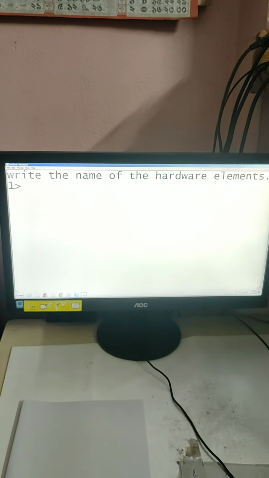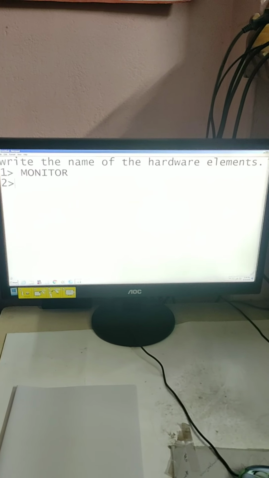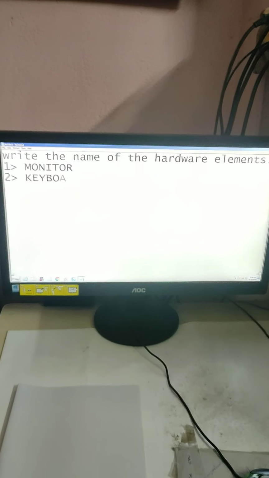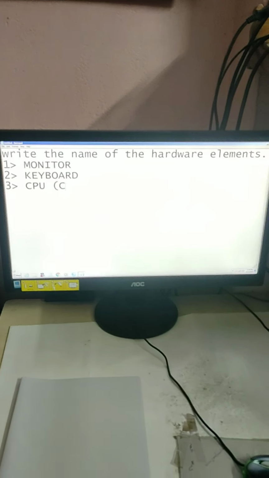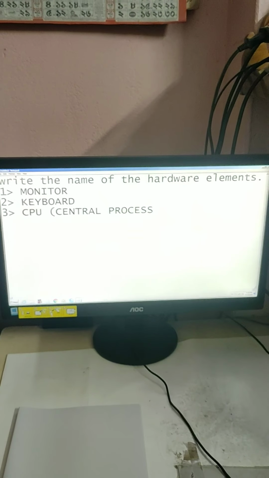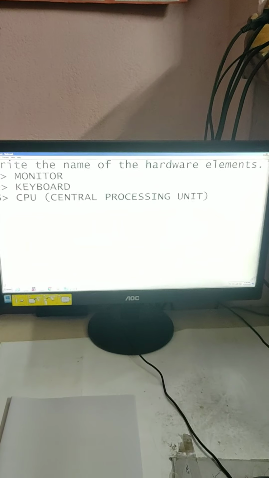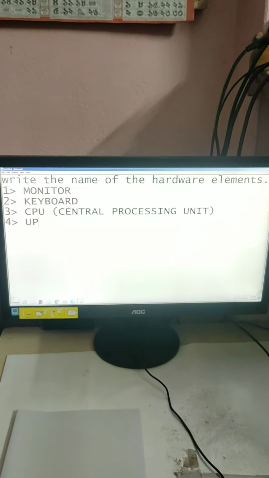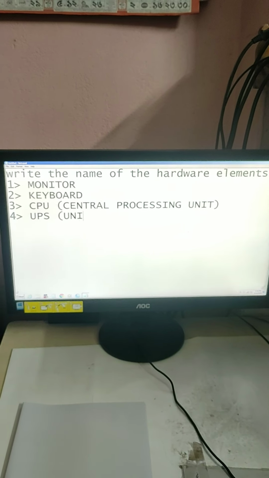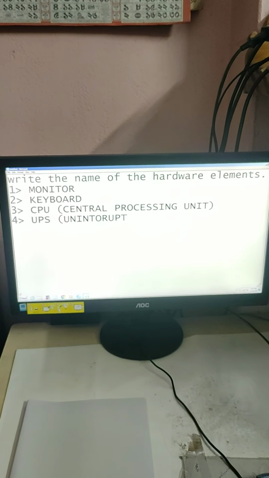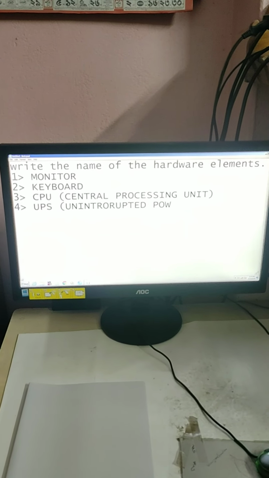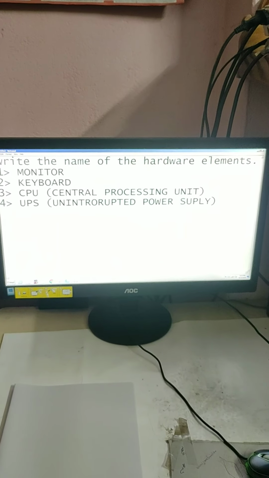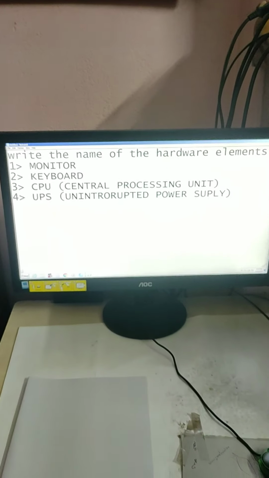So number one, monitor. Number two, keyboard. Number three, CPU, that means the full form is Central Processing Unit. Number four is UPS, uninterrupted power supply. Okay, these are the names.